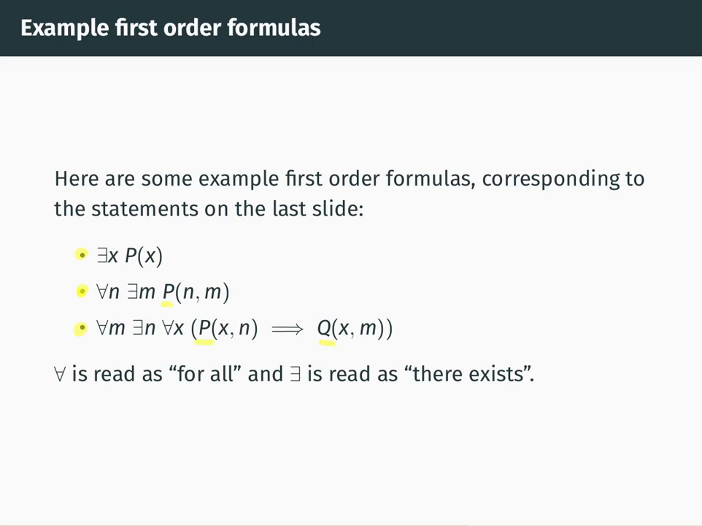So the really new feature of these first-order formulas is the presence of these things which look like an upside down A and a backwards E. Those things are called quantifiers, and the way we read them and interpret them is that the upside down A is read as the words for all, and the backwards E is read as there exists.